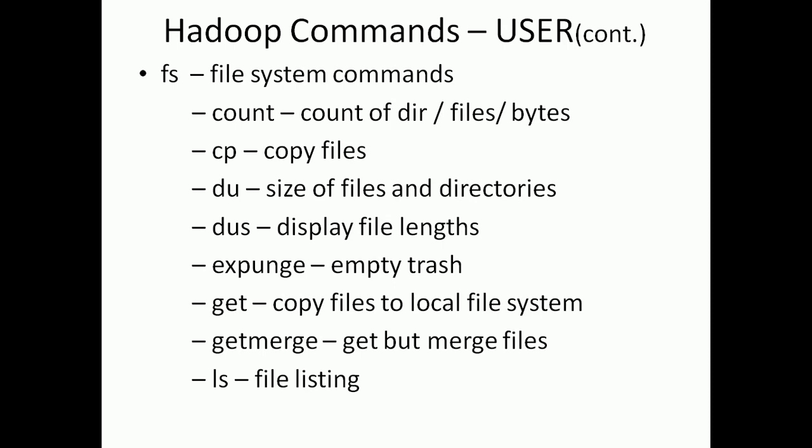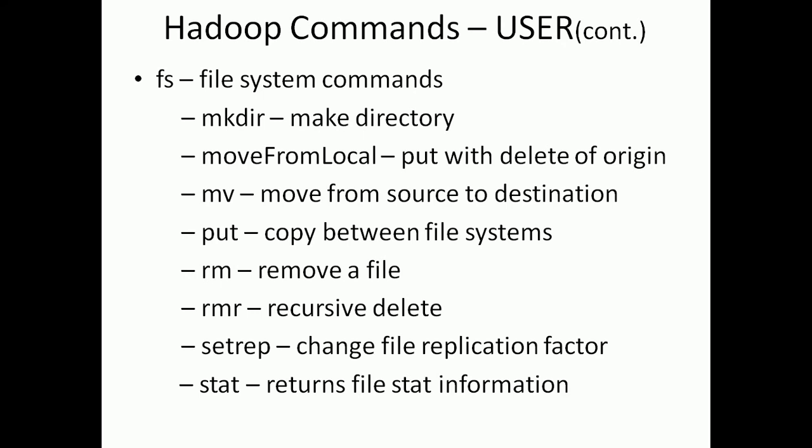getmerge is used if you want to club two files, and the result is appended to the source file. This getmerge command is used. ls is used for listing all the files or directories from a particular path. mkdir is used to make a directory. moveFromLocal means put with delete of the origin. Once you fire this moveFromLocal, it will be permanently deleted from the origin, or it acts as a put command.